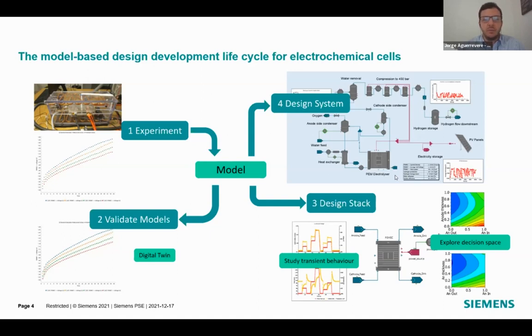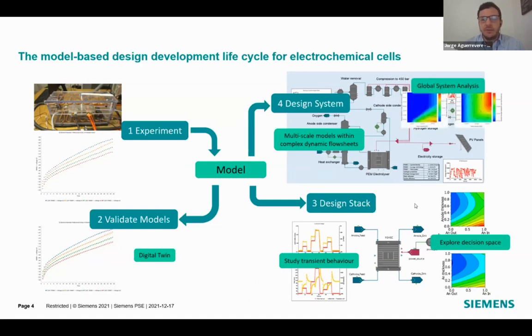And so, within one framework, we support our customers in going from the experiment level, which can be either lab bench small cell experiments, or it can be taking experimental data from full-scale equipment, through this life cycle that ends up with optimizing a system. And we provide tools for using high-fidelity models within these systems, and give tools to analyze the global behavior of the system, as I'll describe later.